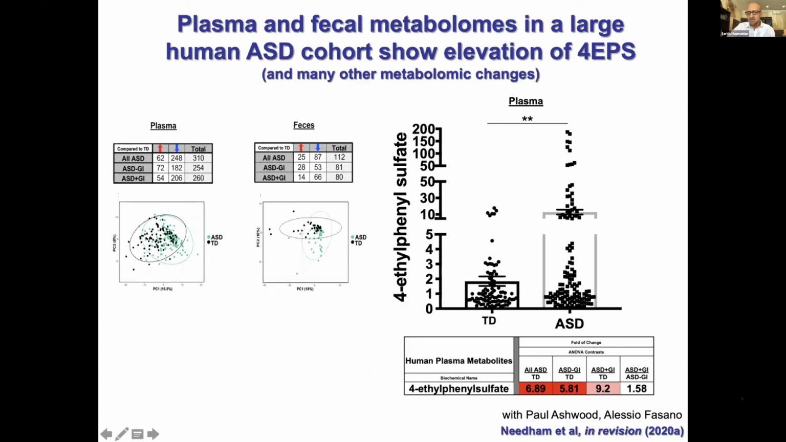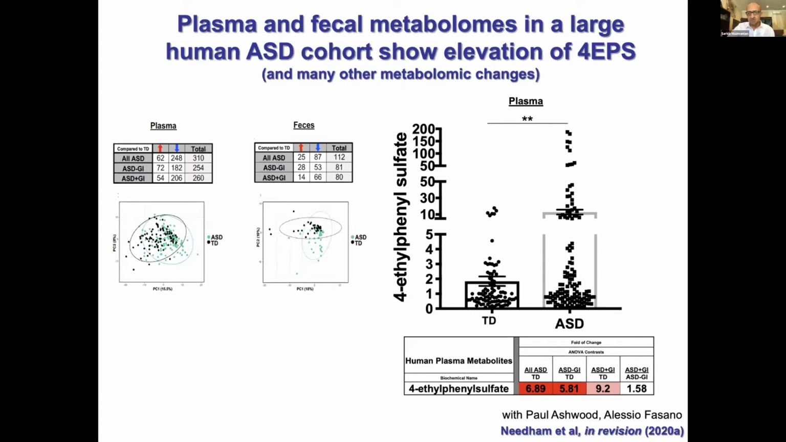And so recently we, in collaboration with Paul Ashwood at UC Davis and Alessio Fasano at MGH, were able to collect plasma and fecal samples from a large cohort studied at UC Davis. This is the CHARGE cohort. And we did untargeted metabolomics on both tissues, on both plasma and feces. And I'll just zero in again. We found many, many changes in this paper, which is on bioRxiv if anyone's interested.